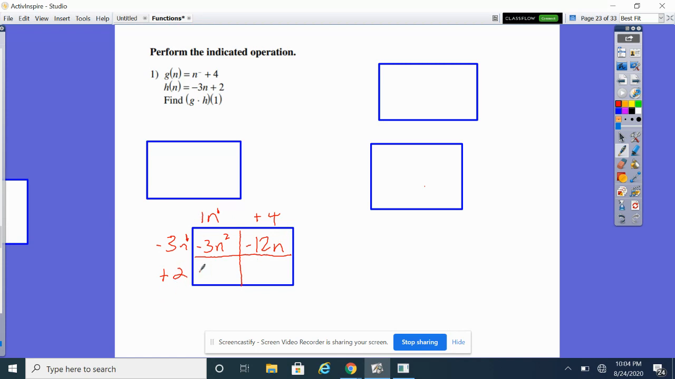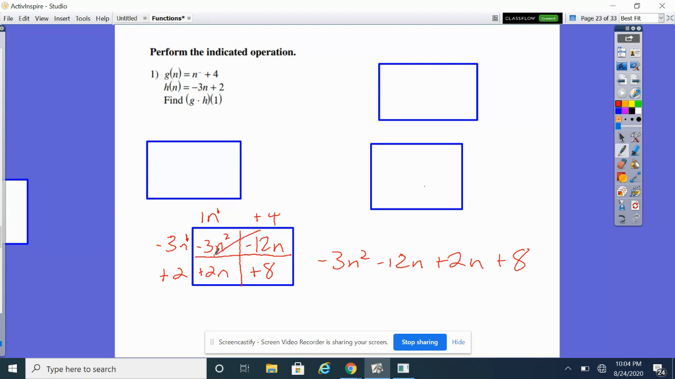Positive 2 times 1 is still positive 2. And then this is the only variable. So again, we're going to write n. It's technically into the 1, but most people don't write it. 4 is lined up with 2. When you multiply them, you get 8. So we're going to write the top one, negative 3n squared. Then we're going to write negative 12 in the next box, followed by the third box, positive 2n, and then plus 8 goes at the end.